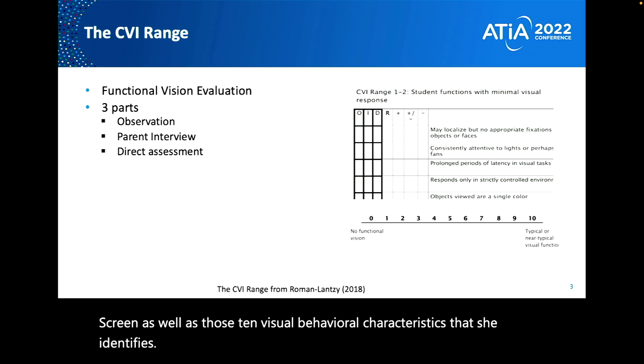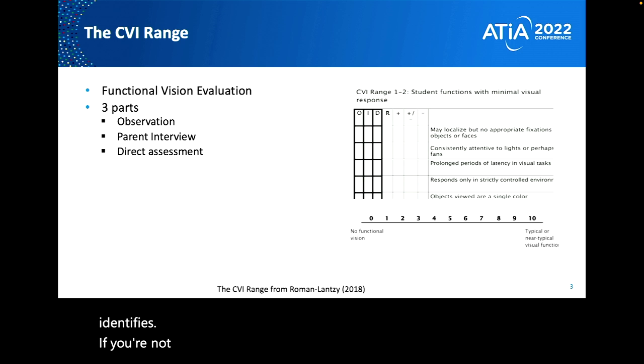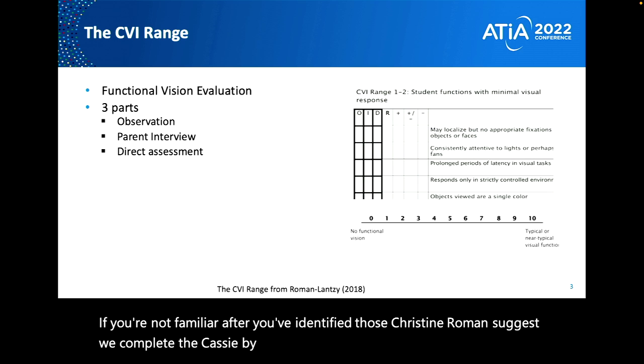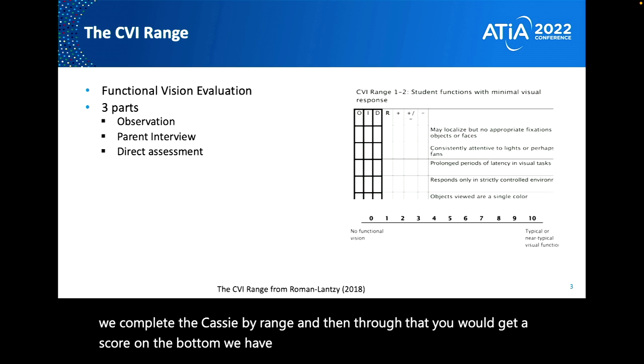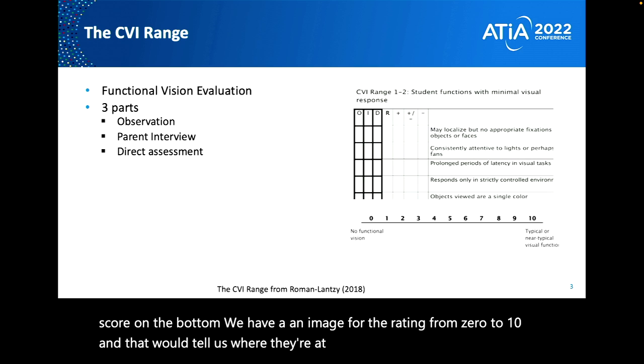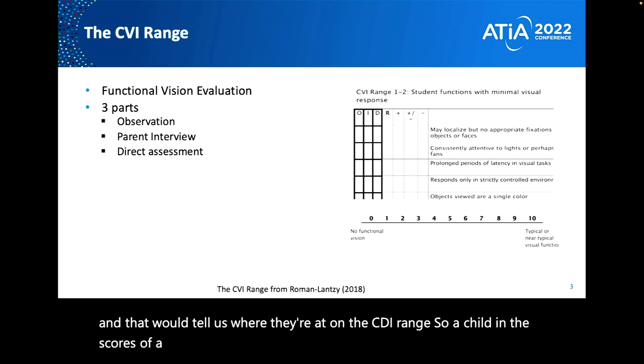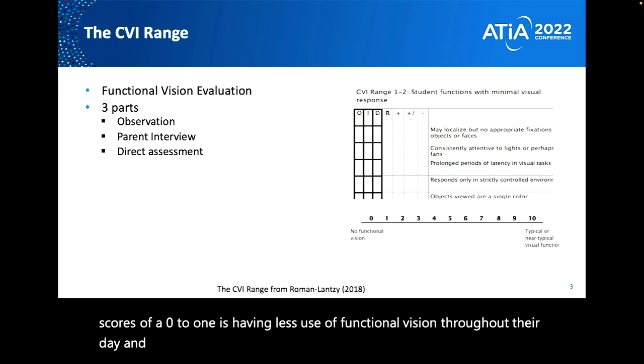If you're not familiar, after you've identified those, Christine Roman suggests we complete the CVI range. And then through that, you would get a score. On the bottom, we have an image for the rating from 0 to 10, and that would tell us where they're at on the CVI range. So a child in the scores of a 0 to 1 is having less use of functional vision throughout their day, and then moving up into a 9-10 is what we call phase 3, and they would have higher use of functional vision.